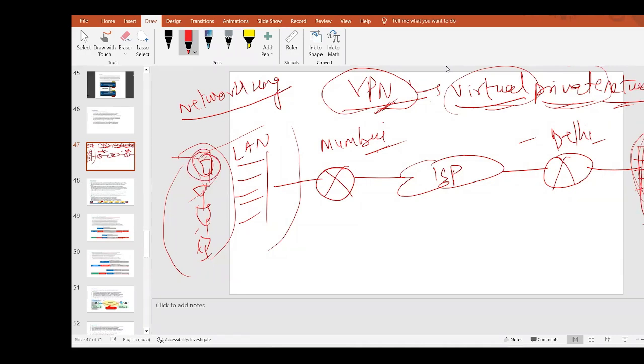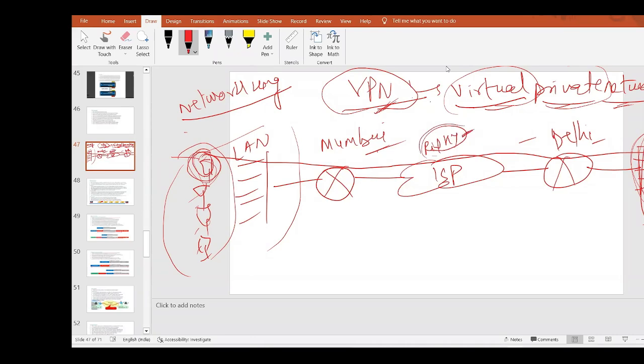But if required, if some Mumbai user wants to access some server which belongs to Delhi, how will they access it? While a Mumbai user or Delhi user wants to access each other's server over the ISP, over the internet, it has to go via NATting, then go to the internet, then it will be able to reach the server, right? You know that concept. But this is over the ISP, it could be risky.